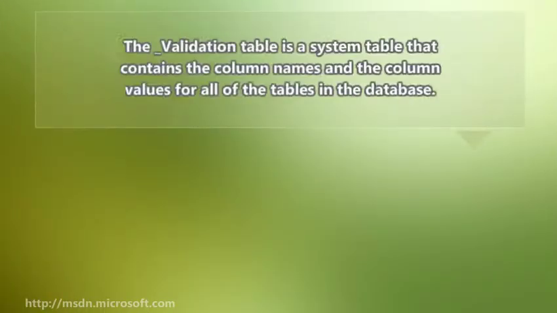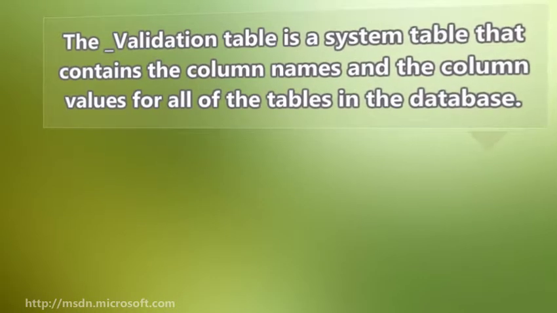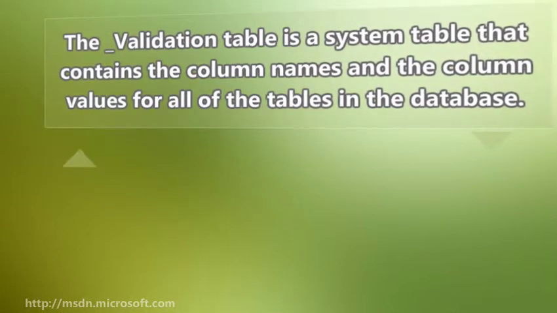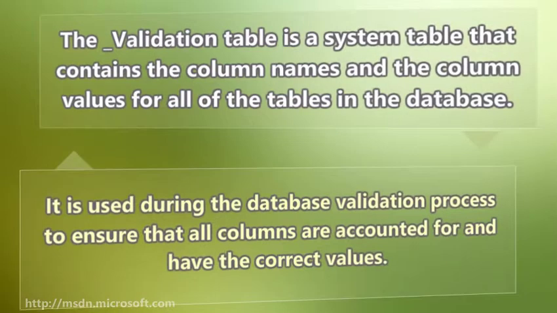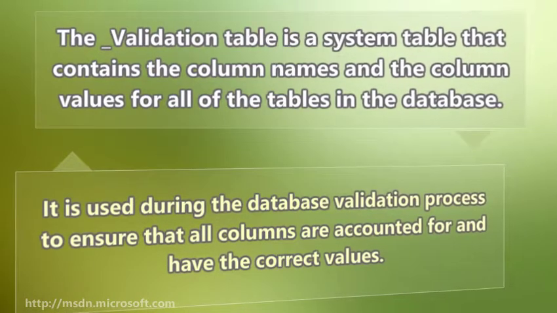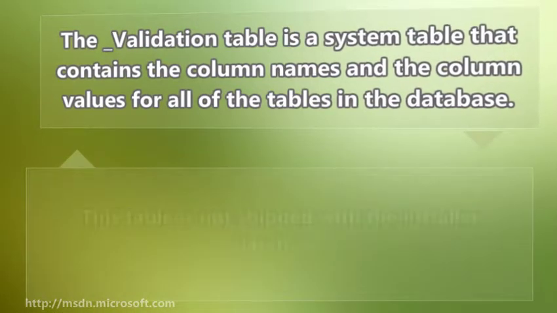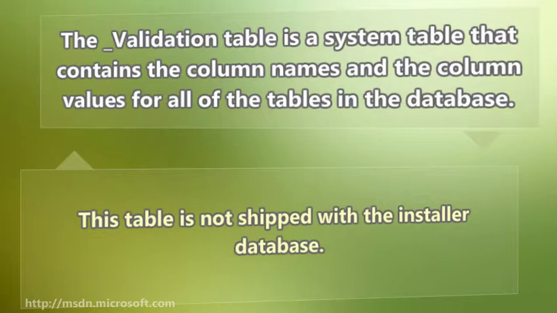The validation table is a system table that contains the column names and the column values for all of the tables in the database. It is used during the database validation process to ensure that all columns are accounted for and have the correct values. This table is not shipped with the installer database.